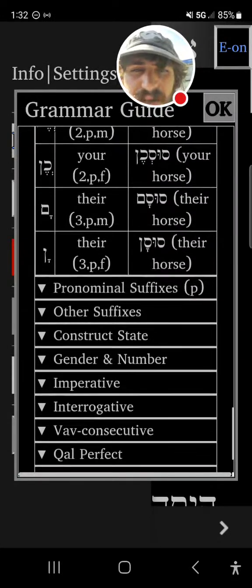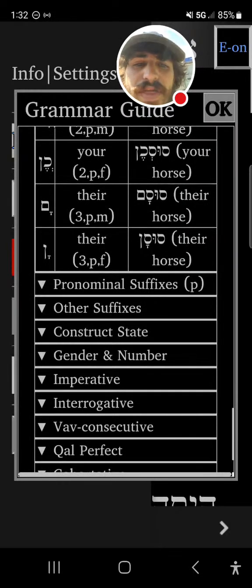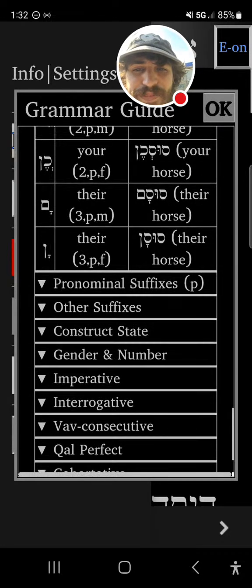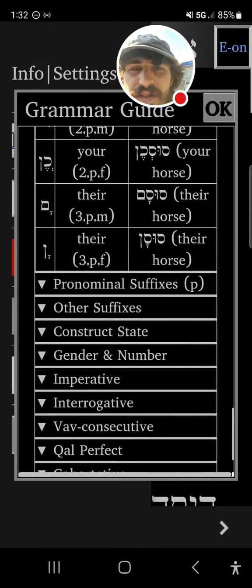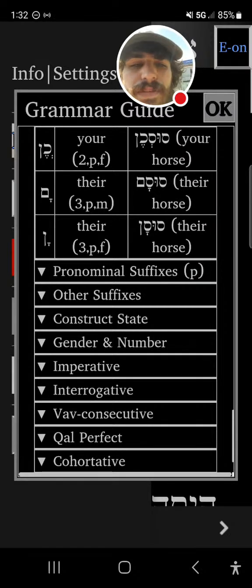Their horse, so third person, right? Third person male. So their horse, their being third person and plural and masculine, right? Susam. So you had a mem, a kamatz before the mem, and then the final letter would be a mem. But the letter before the mem gets a kamatz, if you can see there. And the same thing, but instead with a nun, would make it feminine, plural, third person.